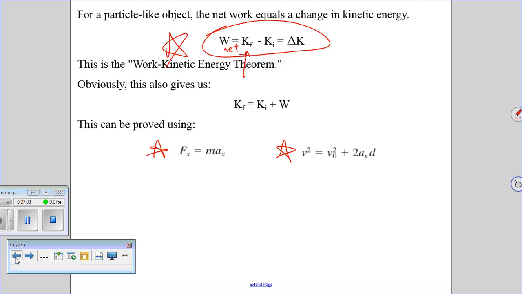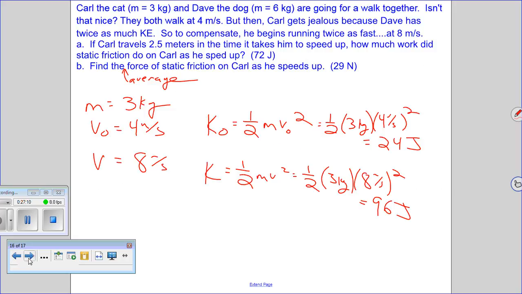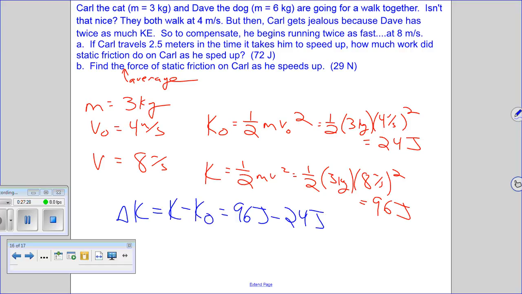So look, our net work is the change in kinetic energy, right? So let's find our change in kinetic energy. Very good. Remember, you guys, anytime you find change in something, it's always final minus initial. Always. Okay? So we're going to do K minus K initial. So that's 96 joules minus the 24 joules he began with. That's a work of 72 joules. So that's part A. How much work did static friction do?